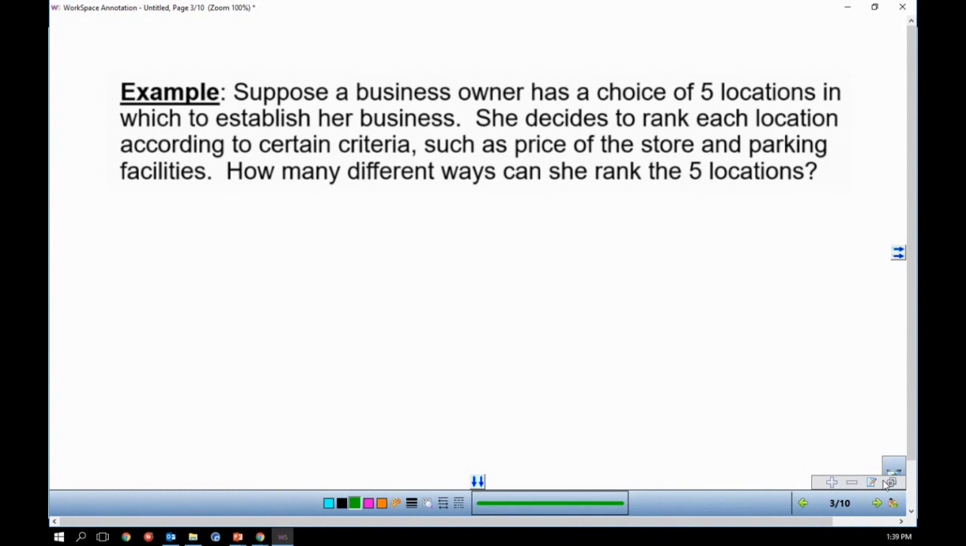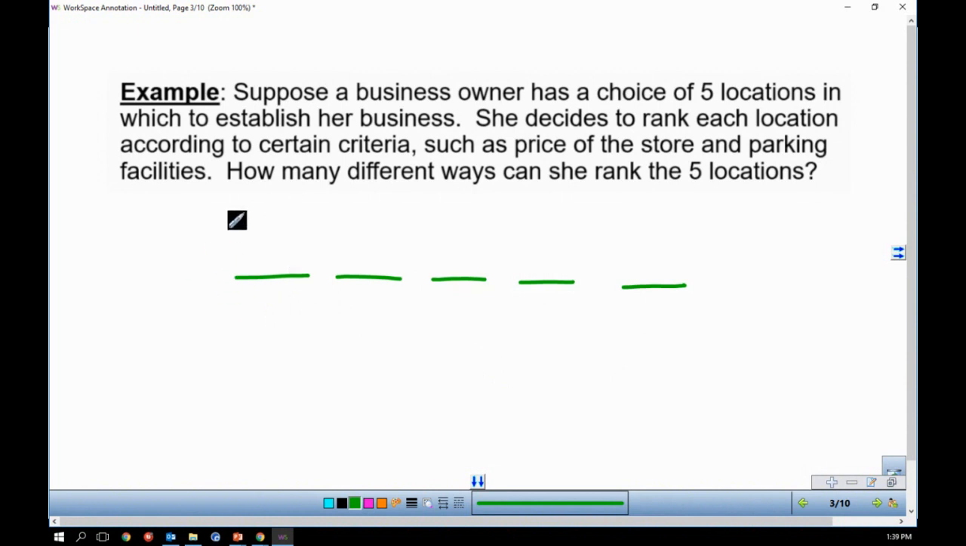So we have 5 different locations to rank. Let's first try to reason through this, and then we'll put it in the terms that we talked about. So she's got 5 to rank. 1, 2, 3, 4, 5.